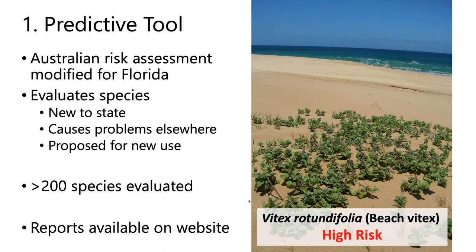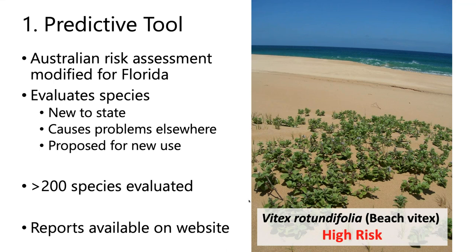We'll just briefly go through each of these tools. Our predictive tool is based on the Australian risk assessment. This is one of the most widely, broadly used risk assessment tools for plants on the planet. We modified this one for Florida by just changing a few questions specifically about the climate, the soil type, and the precipitation. We evaluate, again, the species that are new to the state. Typically, we know that they cause problems elsewhere, so there's a reason why we're doing that risk assessment. And then species that are proposed for a new use in those rare occasions.